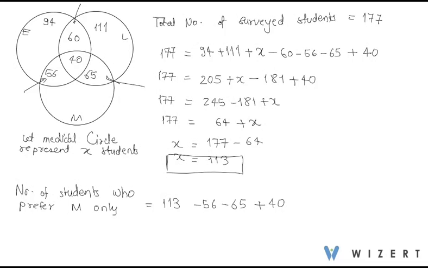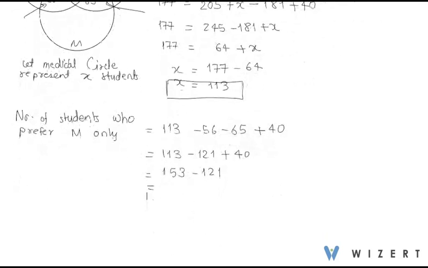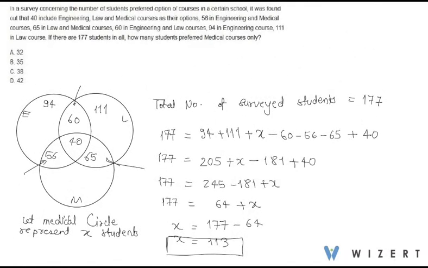Let's clean it up. Yes, that is equal to 56 plus 65 is 121 plus 40. So that is equal to 153 minus 121, which is equal to, let's see, 32. So number of students who prefer medical only is 32. Let's see what are the options. Yeah. Answer is option A.